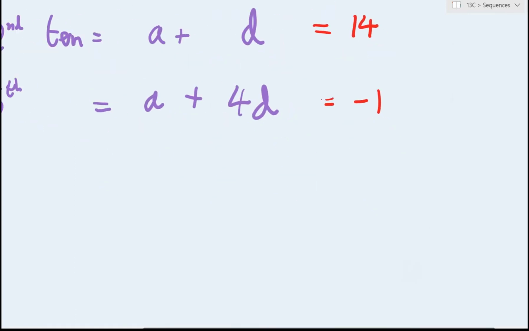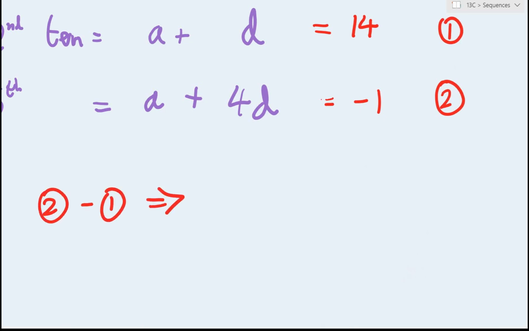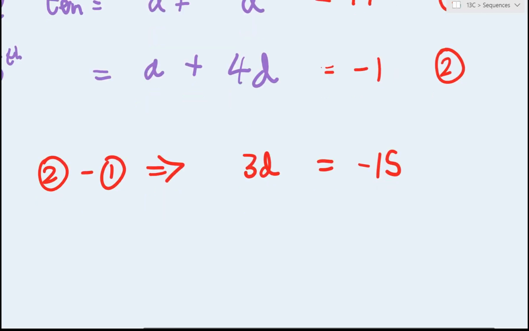And here we have a simultaneous equation. Let's label them 2 and 1. Let's just do equation 2 minus equation 1. The a's will cancel out. I've then got 4d minus d, which gives me 3d, and minus 1 take away 14 gives me minus 15. Therefore, my common difference was minus 5.